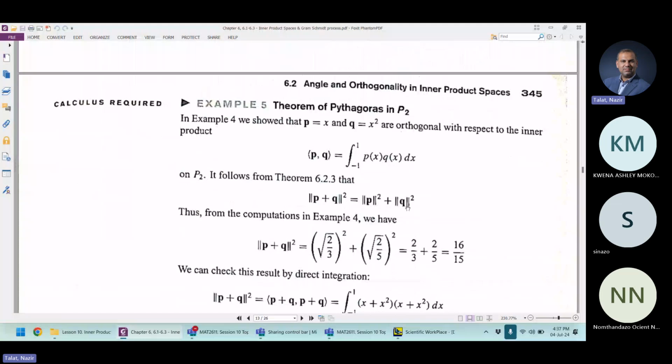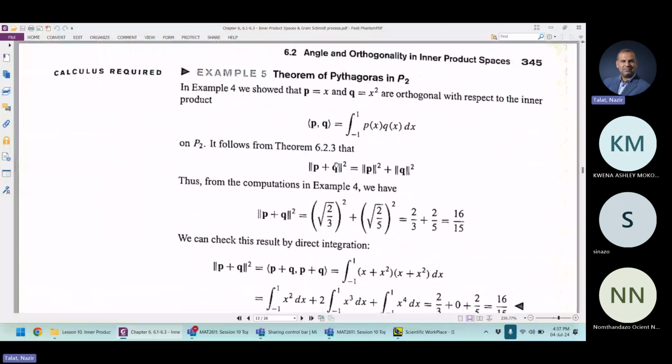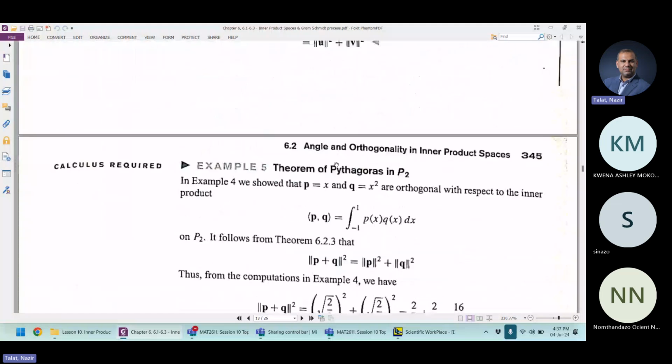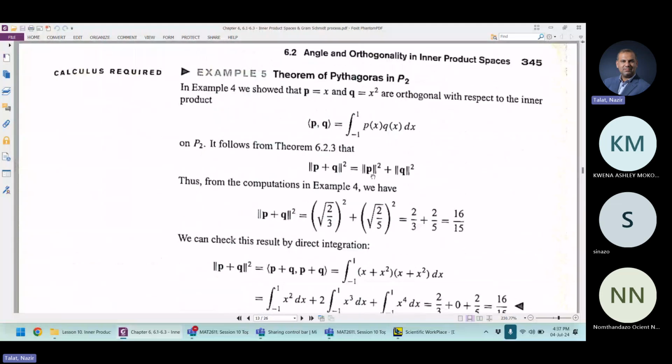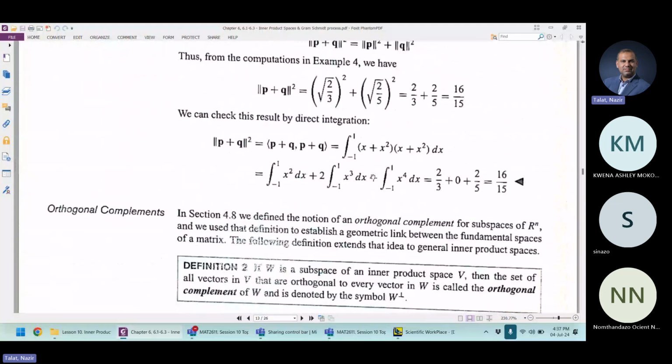Here are some other examples of that; it also satisfies this law, which we call the Pythagoras law, which is always satisfied in that case.